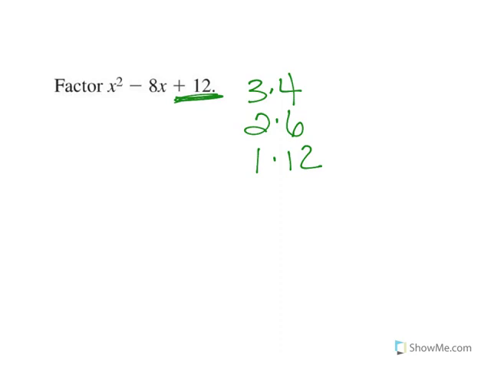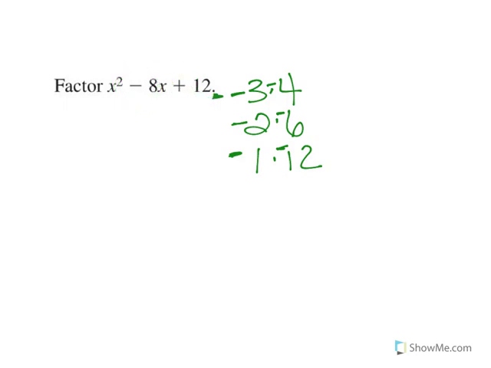Now, here's the thing. We need to figure out which one of those adds up to be negative 8. Okay? So we're multiplying to get a positive, but adding to get a negative. So that means that both of these need to be negative. Okay, so both pairs need to be negative if C is positive and B is negative. However you want to remember that, okay?